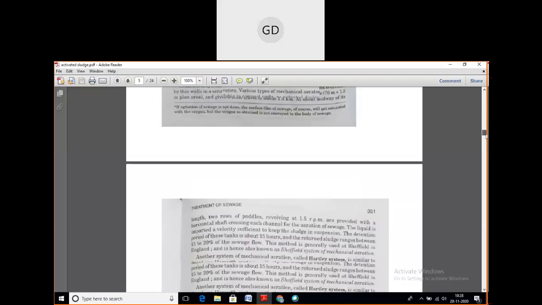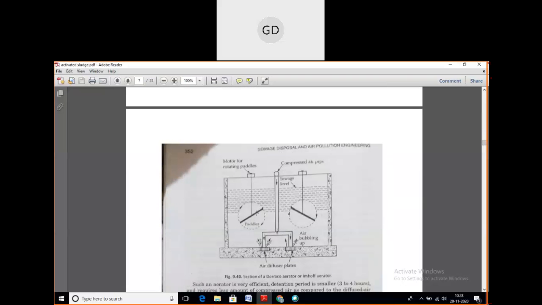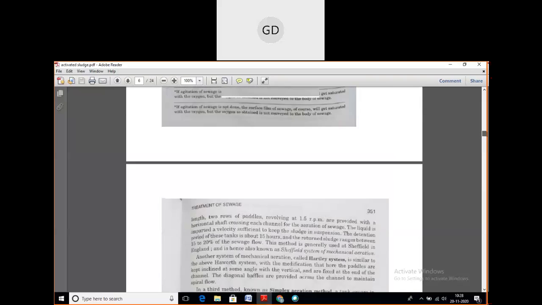Let me show you, there must be one diagram. This one you see. So these are paddles. These paddles are constantly changing the direction, and with the help of these mechanical paddles, air is introduced in the tank.